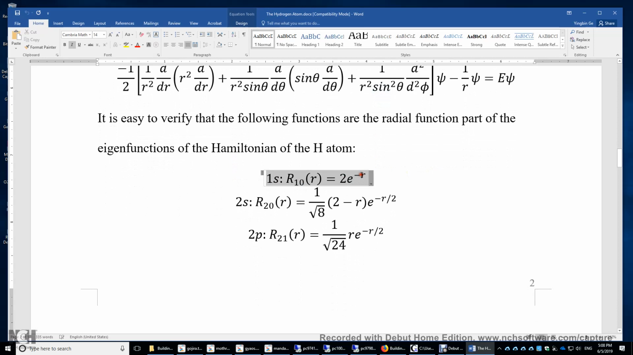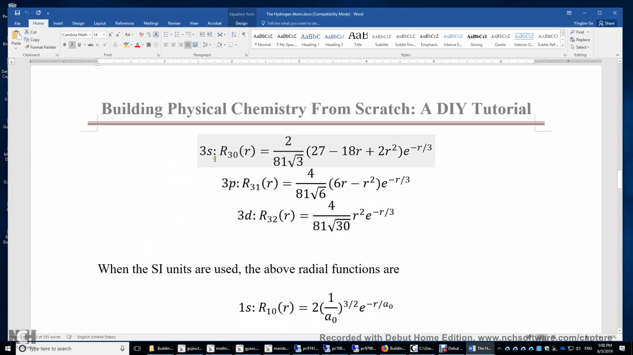For the 1s orbital, it's e to the power of negative r. For the 2s orbital, it's 2 minus r times e to the power of negative r over 2. 2p orbital, r times e to the power of negative r over 2. And then we have 3s, 3p, 3d. If you pay attention here, there's a rule here.